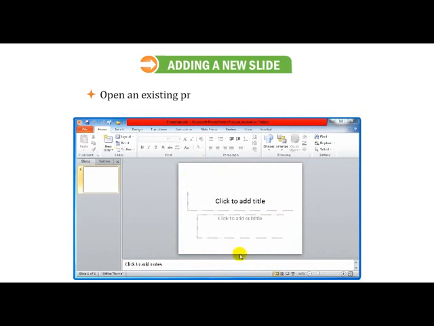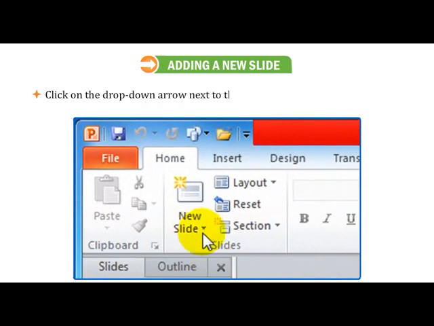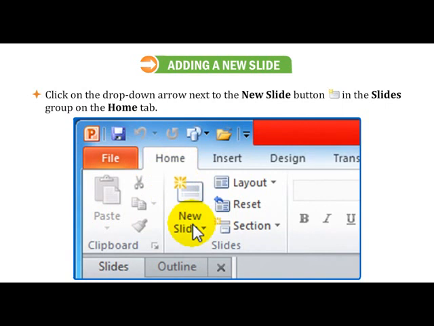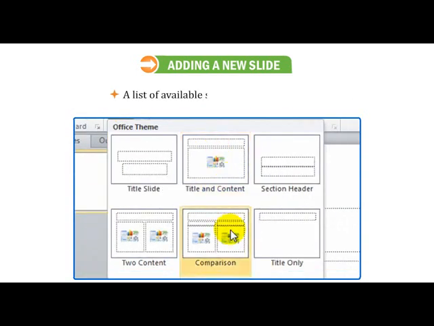Open an existing presentation, example My Presentation. Click on the drop-down arrow next to the New Slide button in the Slides group on the Home tab. A list of available slide layouts is displayed. Click on the desired layout.